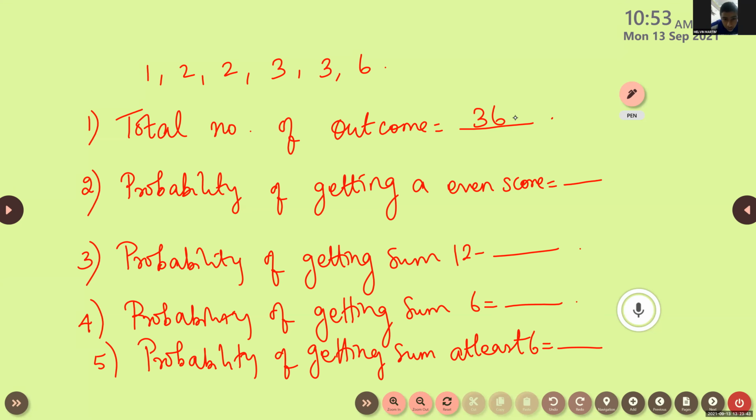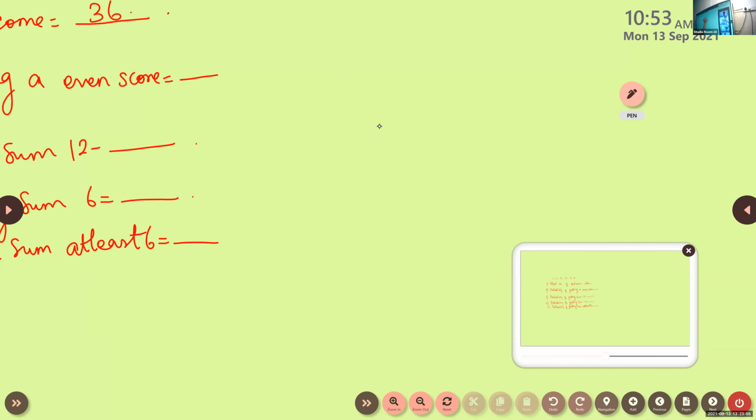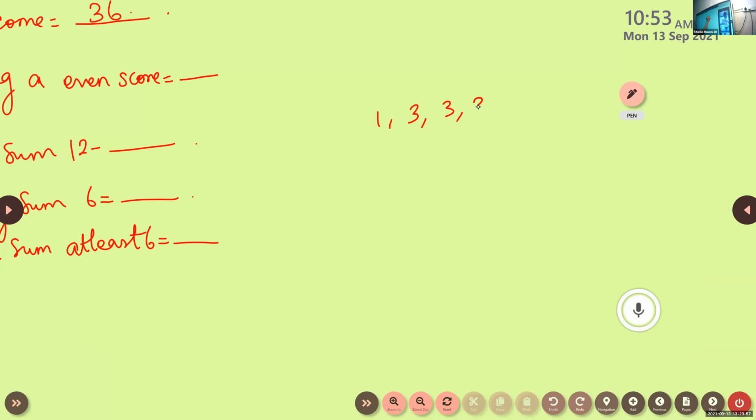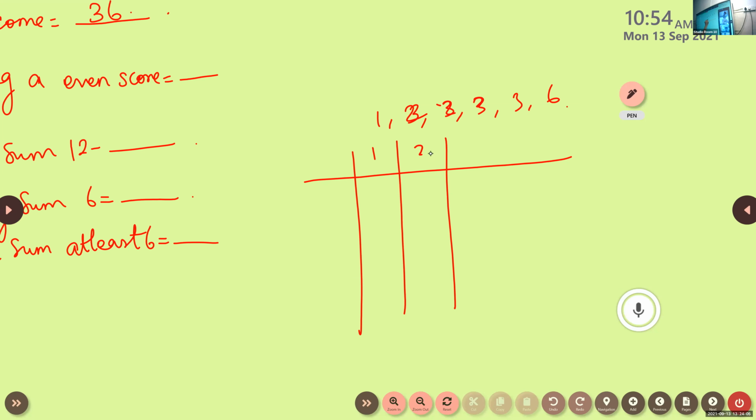I mean, first one, how do we get 36? 2 dice are thrown means how many outcomes? In one die, what are the outcomes? 1, 2, 2, 3, 3, 6. Earlier we have discussed one die. 2 dice are thrown means what are the outcomes? Like this we have learned.